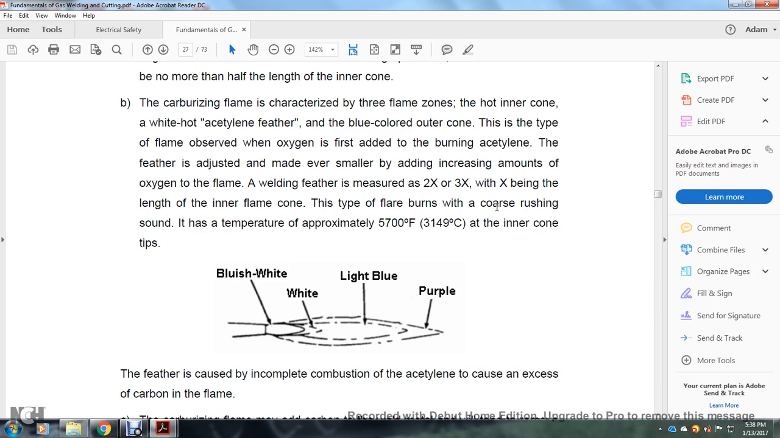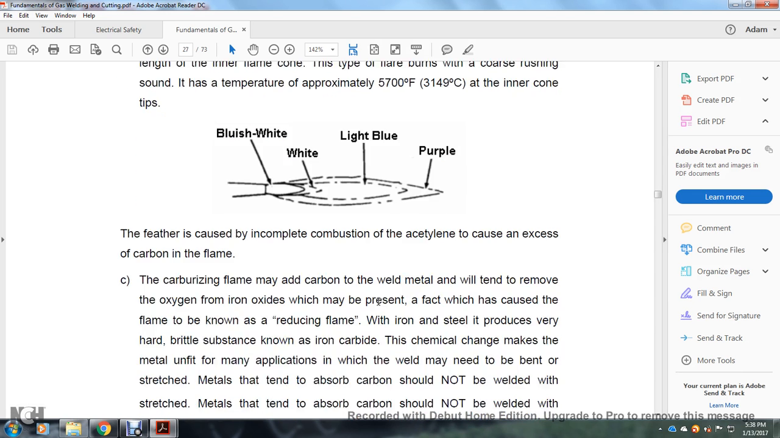This type of flame burns with a brushing sound. The temperature is approximately 5,700 degrees Fahrenheit, or 3,149 degrees Celsius, at the inner cone tip. The feather is caused by incomplete combustion of acetylene, which leaves excess carbon in the flame. The colors are bluish white, light blue, and purple.